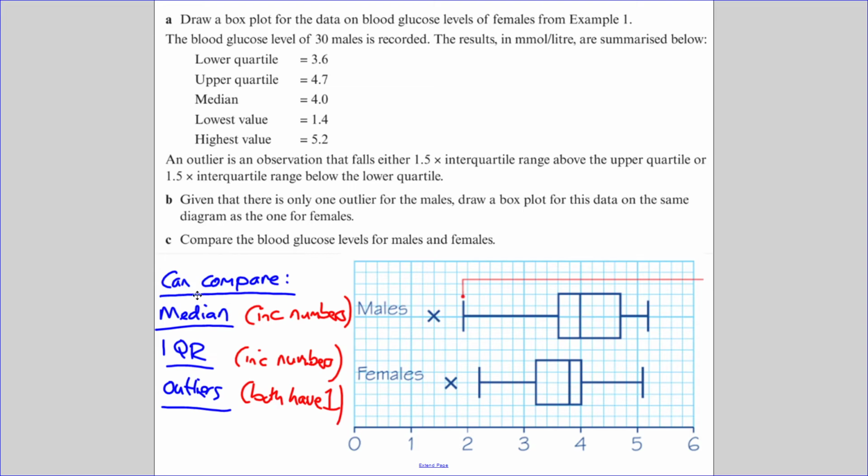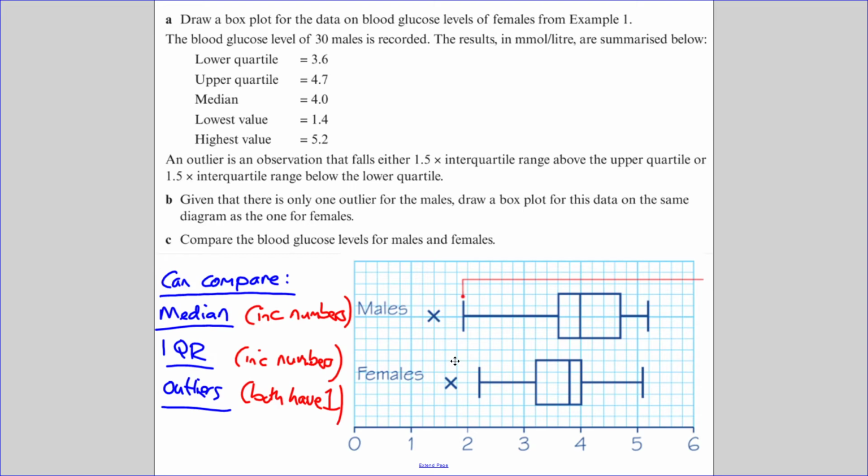This one here is higher, so for the males the median is higher. The interquartile range for the males is also higher. This gap here between the lower and upper quartiles is bigger for the males than it is for females. The other thing we can talk about are outliers. There is one outlier for each of these two sets of data.